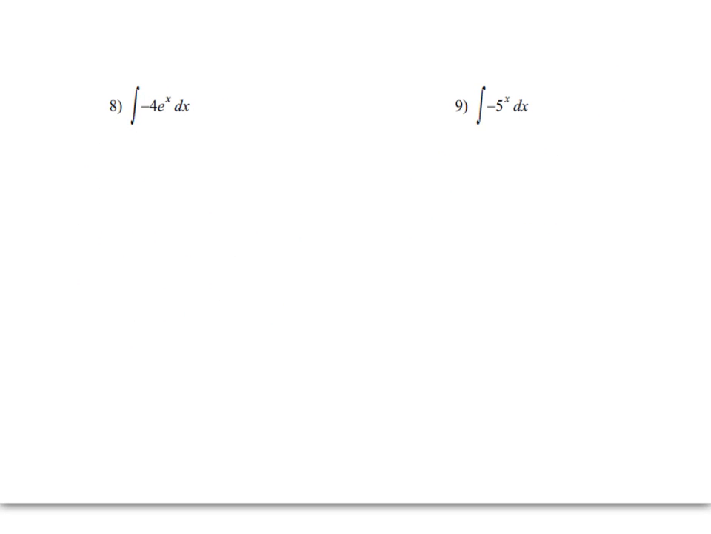Number 8, the integral of e to the x is e to the x, because e to the x is awesome like that. So what's in front stays in front. Negative 4 e to the x plus c is our answer. Whenever it's a number other than e, what we have to do is put a 1 over the natural log of what our number is in front.